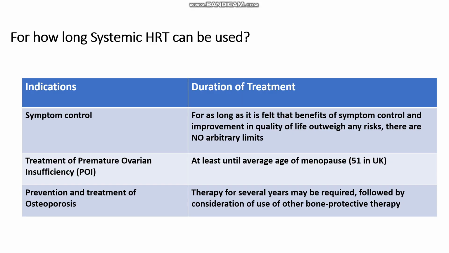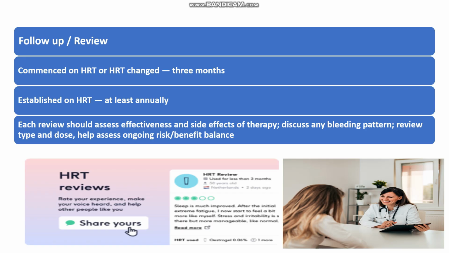Treatment of premature ovarian insufficiency: the duration of treatment should be at least until the age of menopause, that is, menopause may be at 50 or 51 years of age. Prevention and treatment of osteoporosis: therapy for several years may be required, followed by consideration of use of other bone protective therapy.